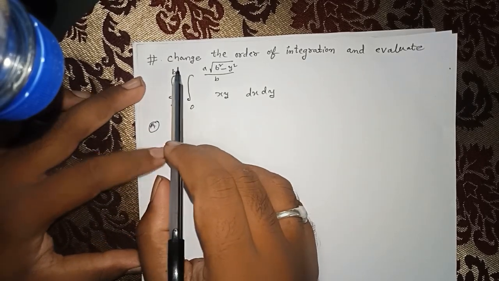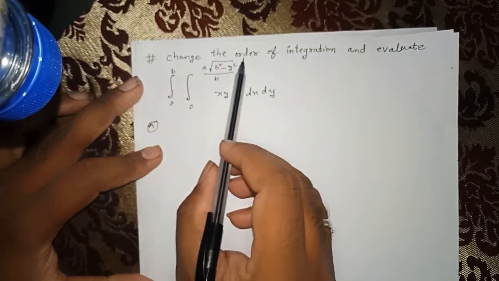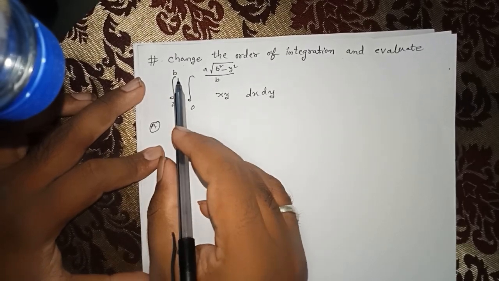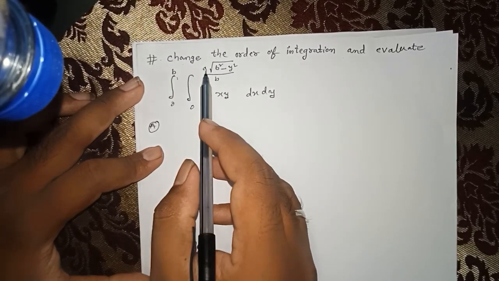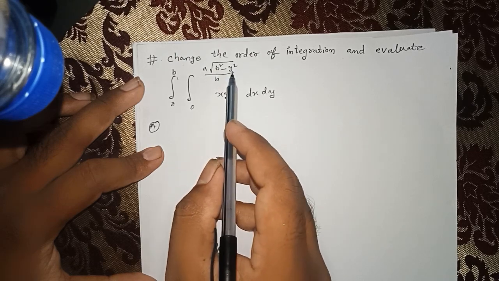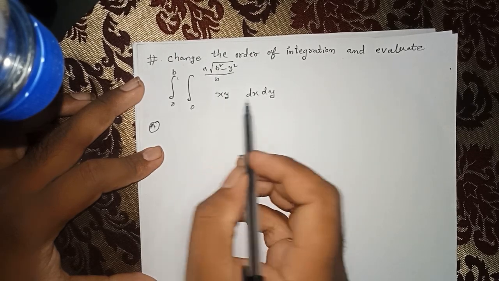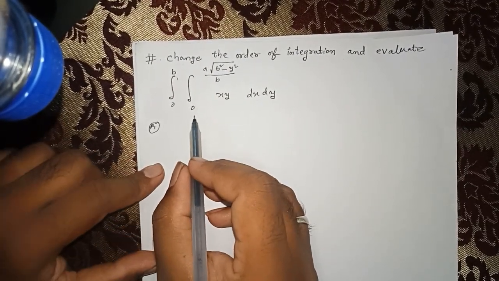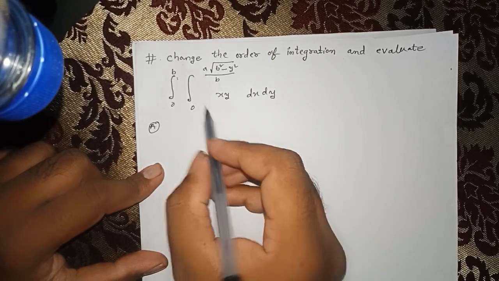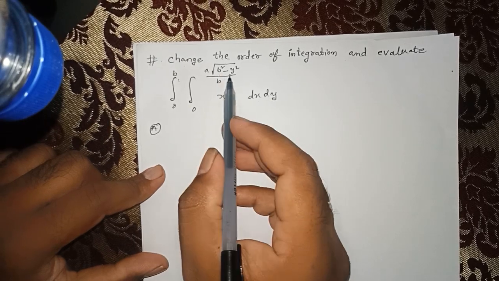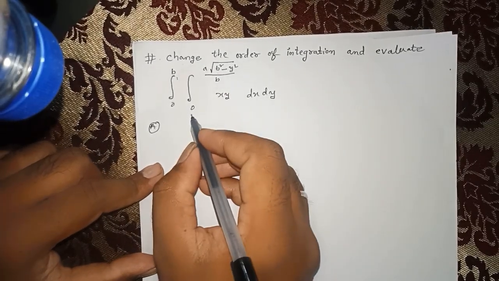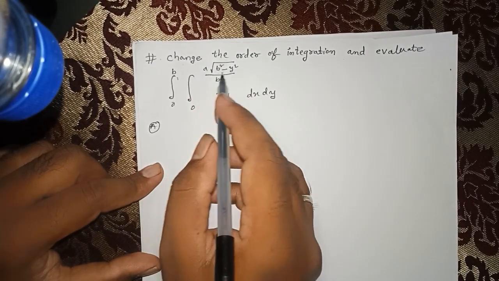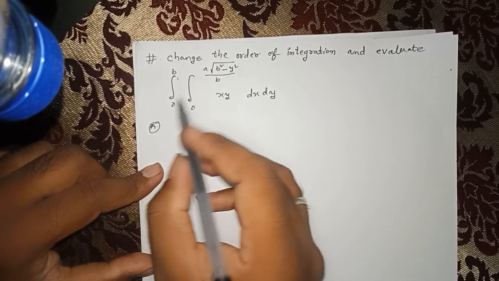Okay, the problem is: change the order of integration and evaluate the integral from 0 to b and from 0 to a root of b square minus y square by b, of xy dx dy. Here in this problem, the limits of the inner integration are functions of y. Therefore, we have to assume them as x equal to 0 and x equal to a into square root of b square minus y square by b.